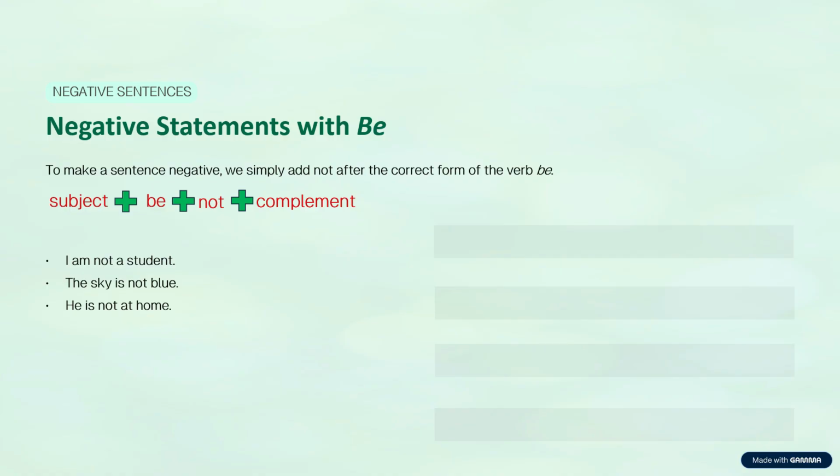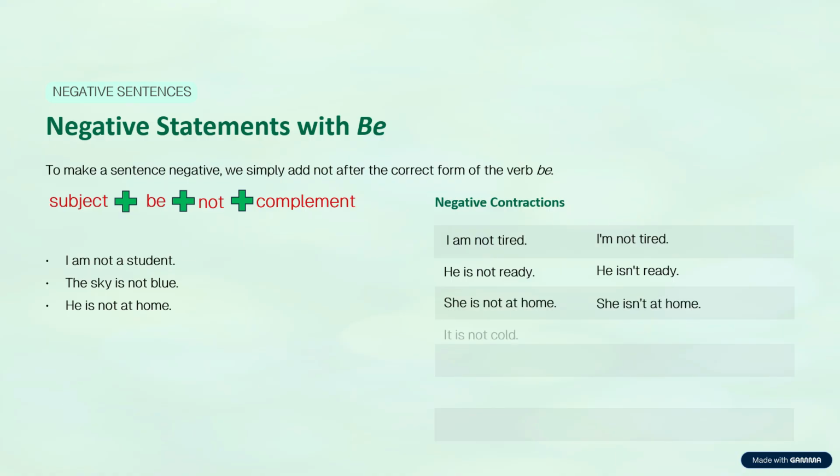Just like in affirmative sentences, we often use contractions in negative sentences with be to make them shorter and sound more natural, especially in spoken English. A contraction combines the verb be and not into one word or form. For example, I am not tired becomes I'm not tired. He is not ready becomes he isn't ready. She is not at home becomes she isn't at home. It is not cold becomes it isn't cold.